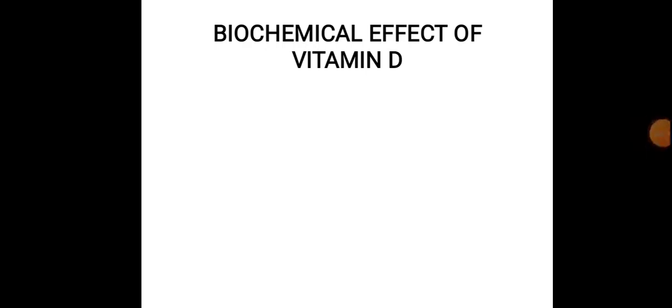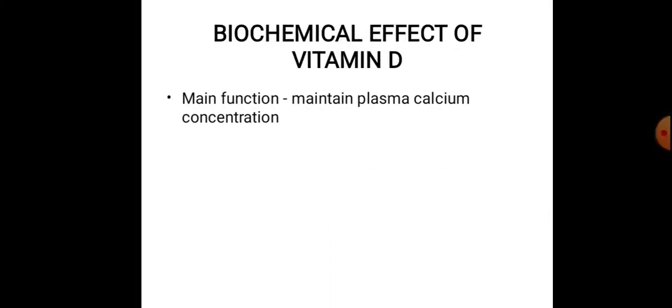Good morning, students. Our topic for discussion today is the biochemical effects of vitamin D. In the last class, we studied the introductory portion of vitamin D, and today let's see its biochemical effect. The main function of vitamin D is to maintain plasma calcium concentration. So, how does this occur? How does vitamin D maintain plasma calcium concentration?